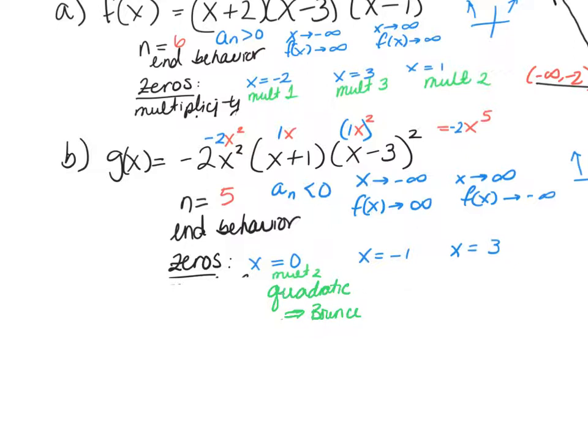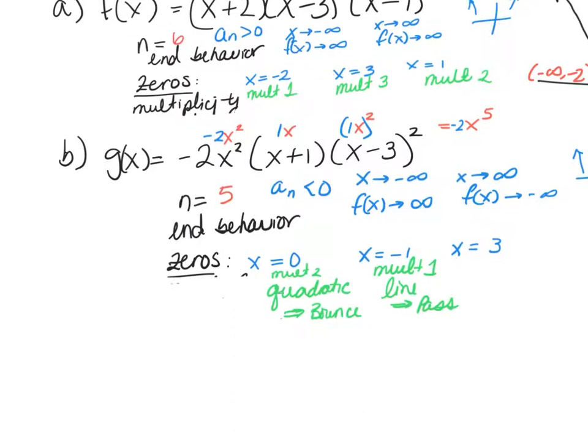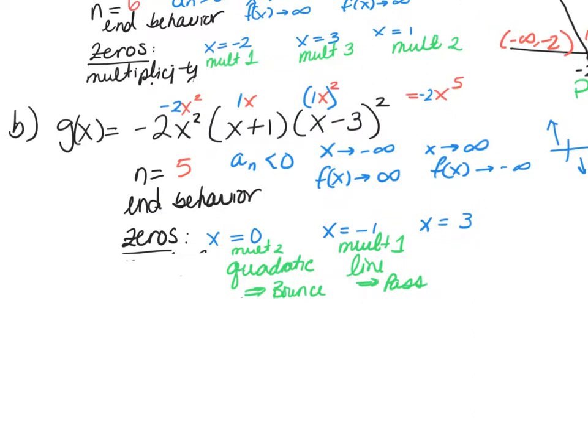What about x equals negative 1? What's its multiplicity? 1. And so what do I expect it to act like? A line. So line, and then do I pass, okay? The last one is x is equal to 3. What is its multiplicity? 2 as well. So how do I expect it to act? Quadratic, bouncing, and touching.